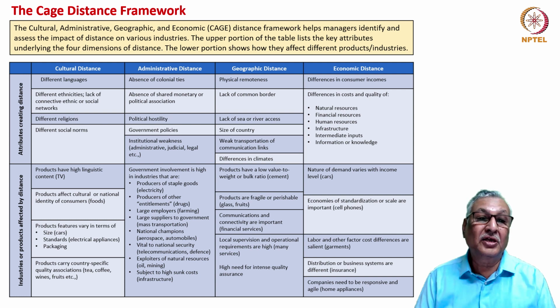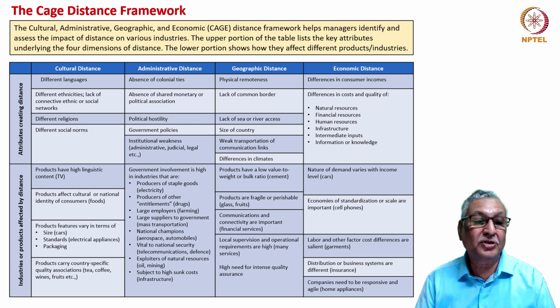But when these distances are there, they are not specific to any particular industry, but each industry is impacted by these distances in a different manner. So if you look at the industries or products that are affected by these four distances, cultural distance impacts products which have high linguistic content. Therefore, television streaming or the movie streaming or music streaming is impacted by linguistic content. That's why we find so many Hollywood movies now being offered in local regional languages in India, so that the companies can overcome the linguistic barrier or the cultural barrier.